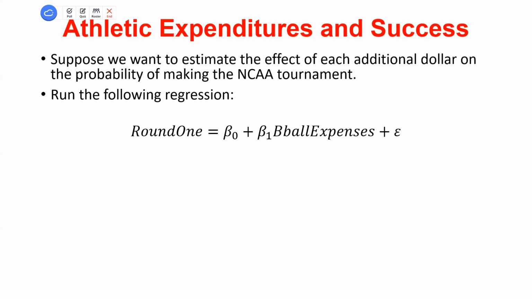So I put round 1 here. This is just asking: did you make it into the NCAA tournament? I think this was before they had the play-in games. It's just a 1 if you made it into the tournament that year, 0 if not, and then the amount of money you spent on your basketball program.